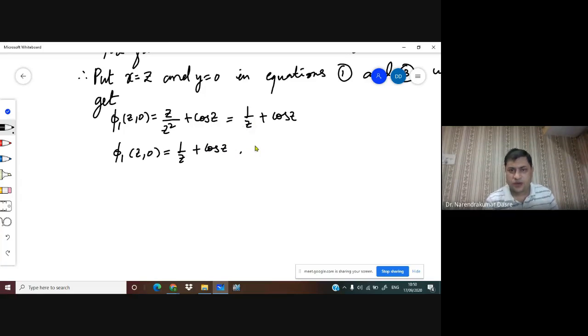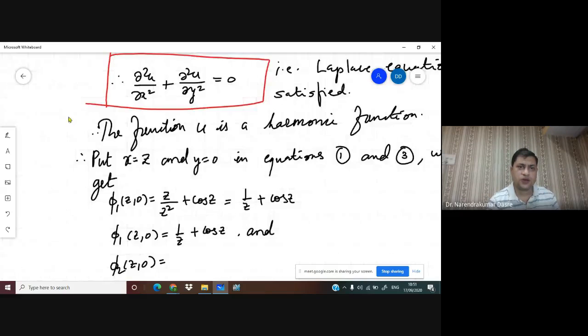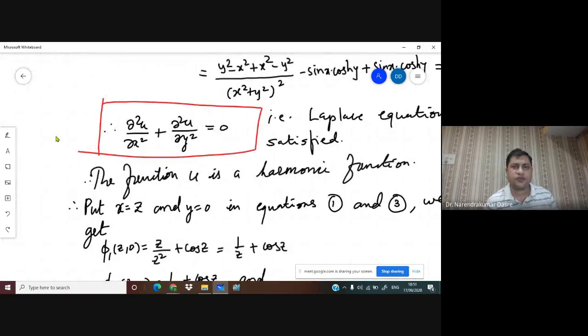Now we have to see φ₂(z, 0). See what we have for φ₂(z, 0). What is the term we have?